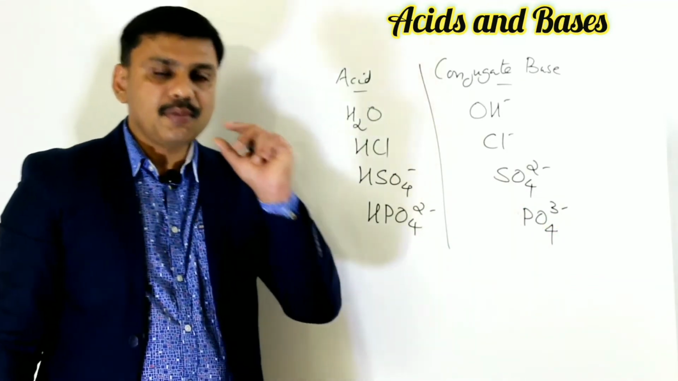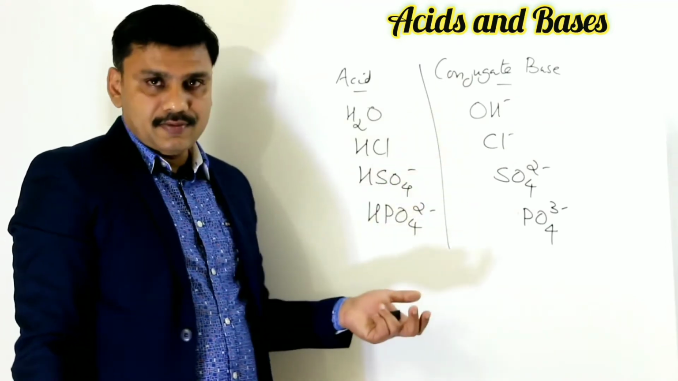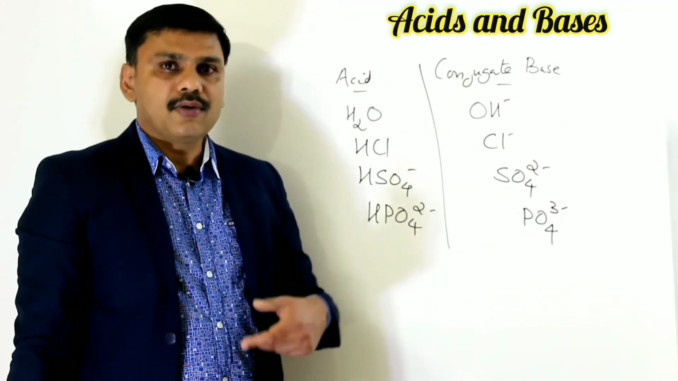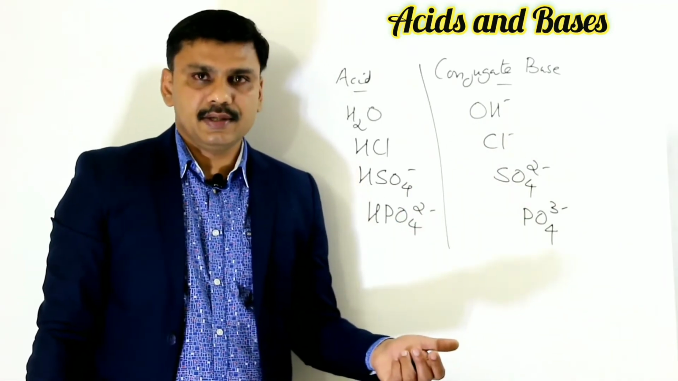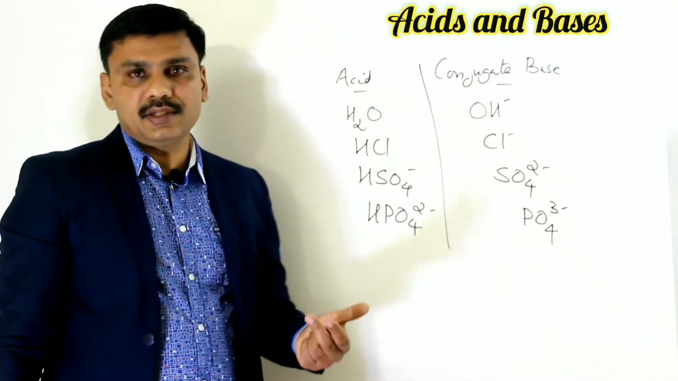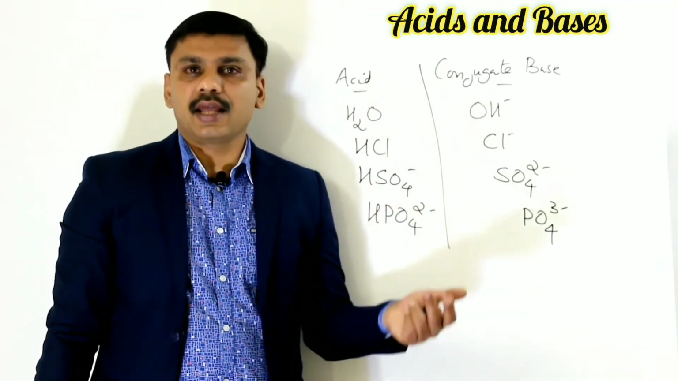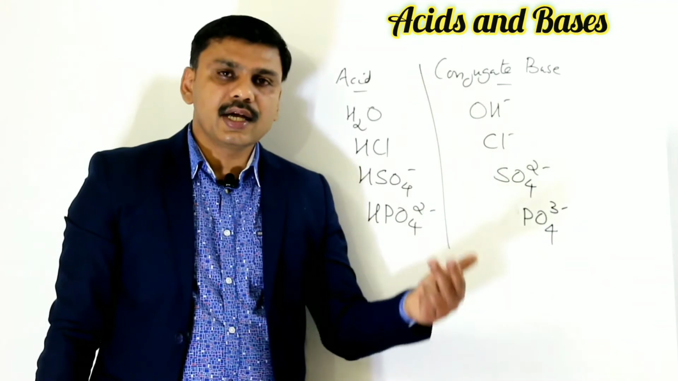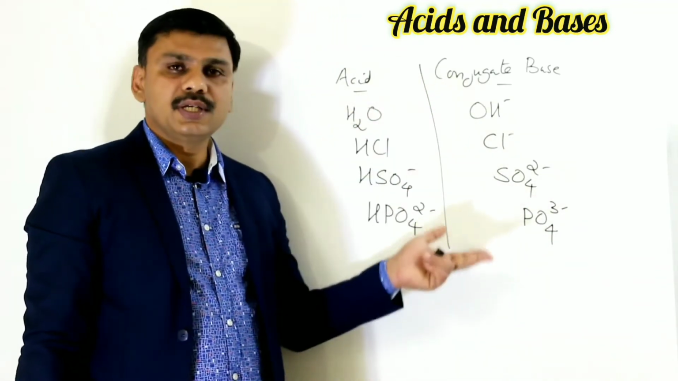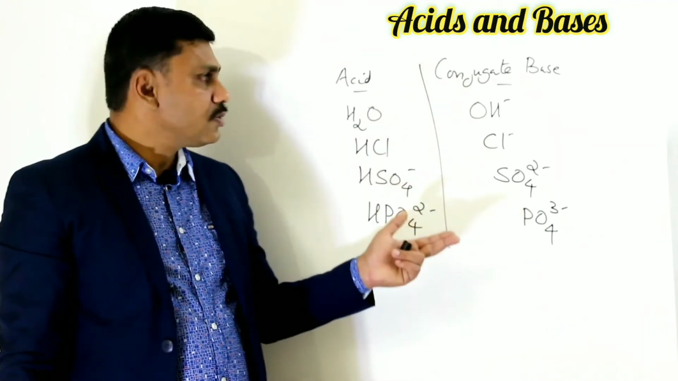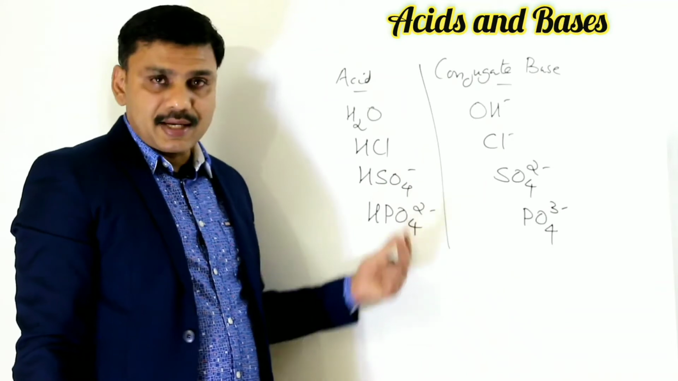So in some question papers you can see: form the conjugate base from a corresponding acid, or from a reaction find out the conjugate base. So this way you can form it, or you can identify it. You can even write a chemical reaction showing how you are getting a conjugate base from an acid. So this is the way to get a conjugate base from an acid. These are some examples.